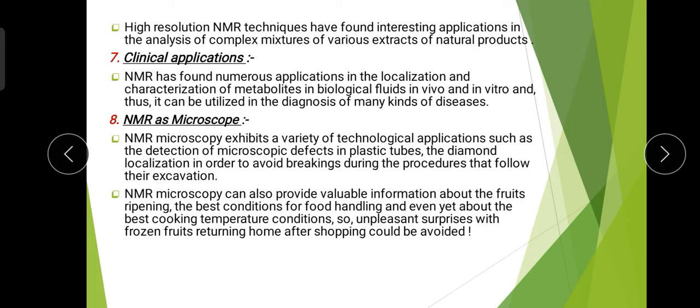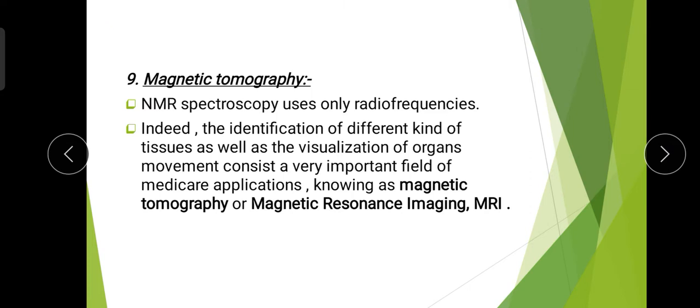Now NMR spectroscopy is used in magnetic tomography. But what is magnetic tomography? NMR spectroscopy uses only radio frequencies. We know that in NMR spectroscopy only the radio wave frequency region of the electromagnetic spectrum is absorbed. Indeed, the identification of different kinds of tissues as well as the visualization of organ movements constitutes a very important field of medical applications known as magnetic tomography or magnetic resonance imaging. In short, we call it MRI.